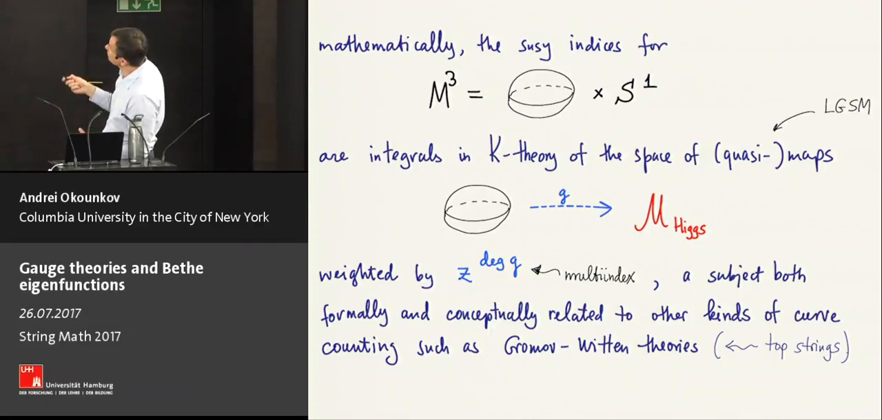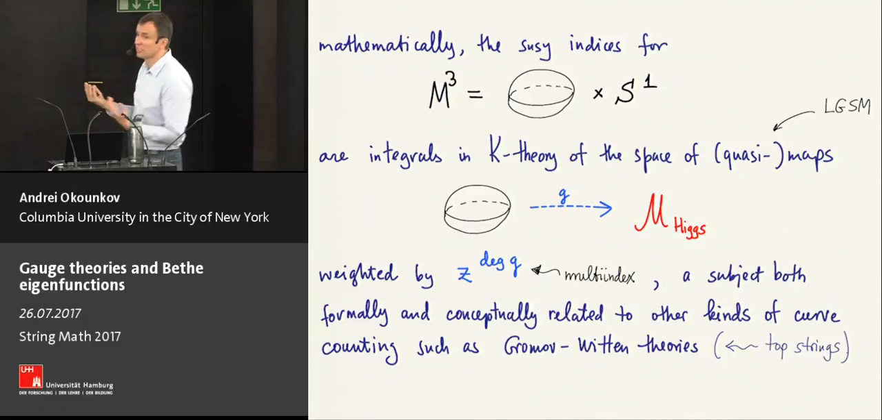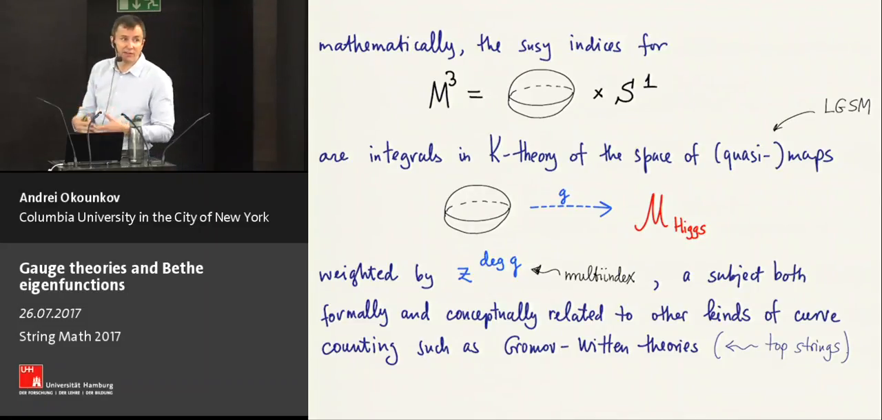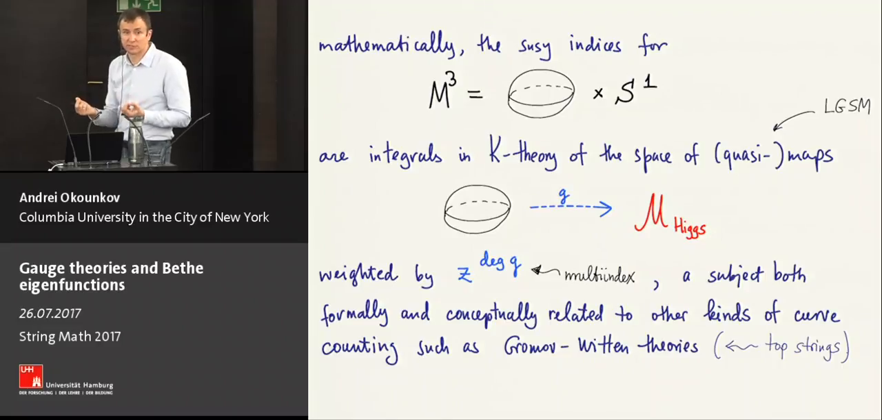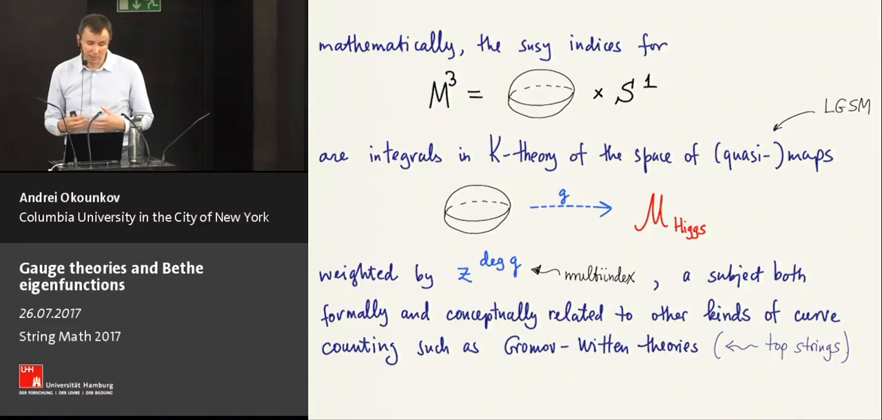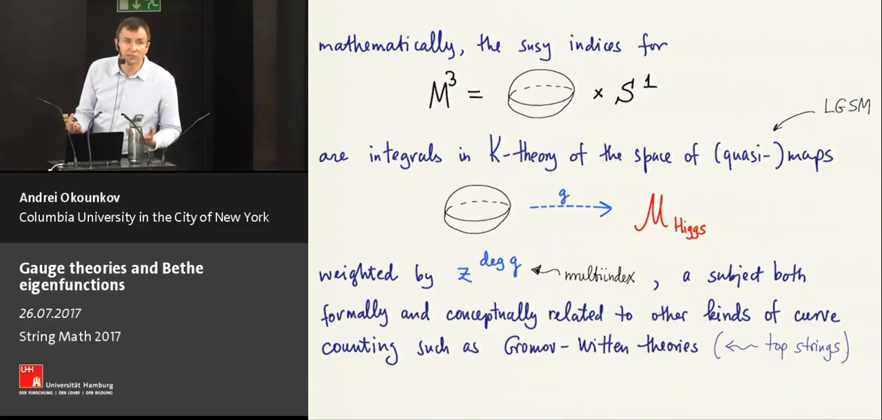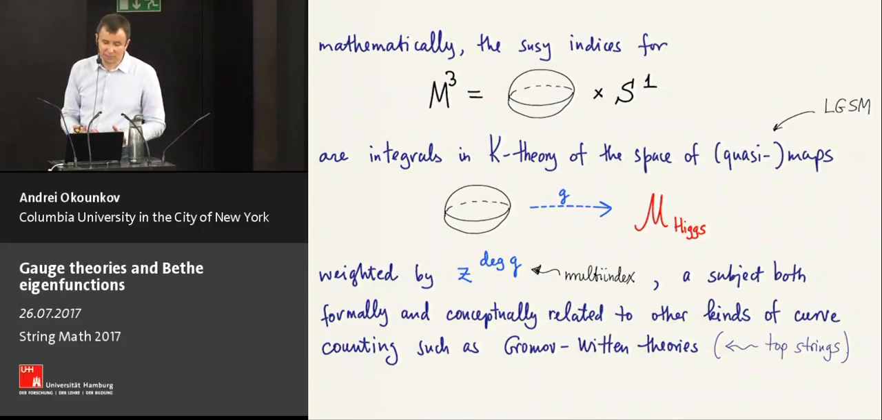So in math, you study the moduli space of quasimaps. In that moduli space, you study enumerative K-theory. And when you sum up over all quasimaps, you introduce a weighting by the degree, which is z to the degree of this map. So this is where the dependence on z comes in. z in this language is like a Kähler parameter. It couples to the degree of the quasimap as you sum over all quasimaps. And so the subject, in terms of its formal development and its conceptual relation, is very similar to Gromov-Witten theory and topological strings.